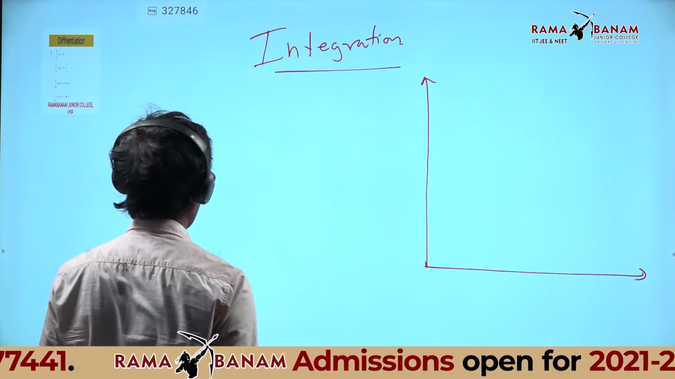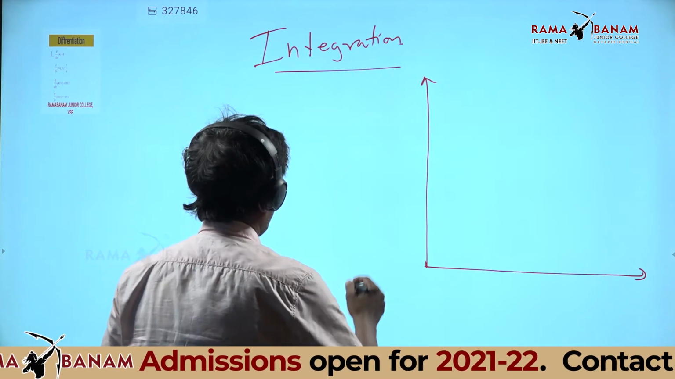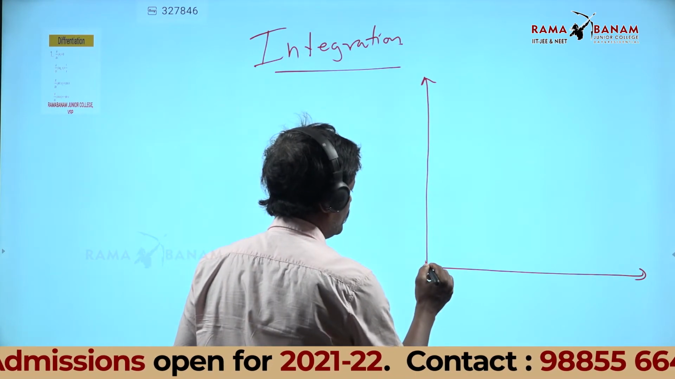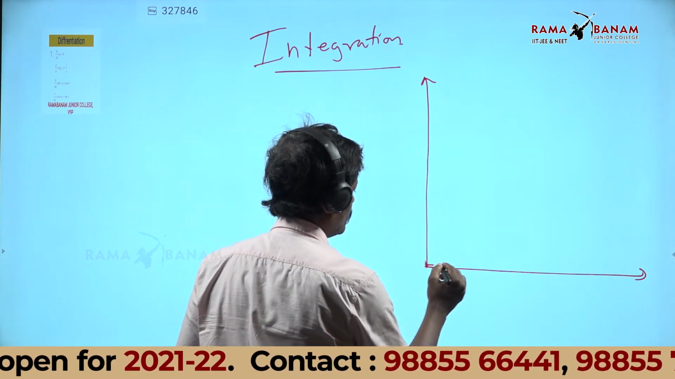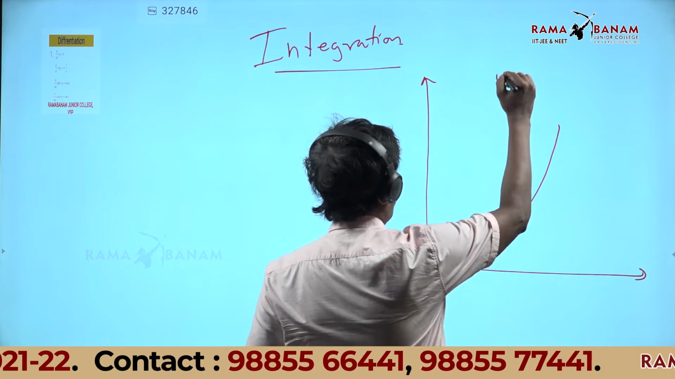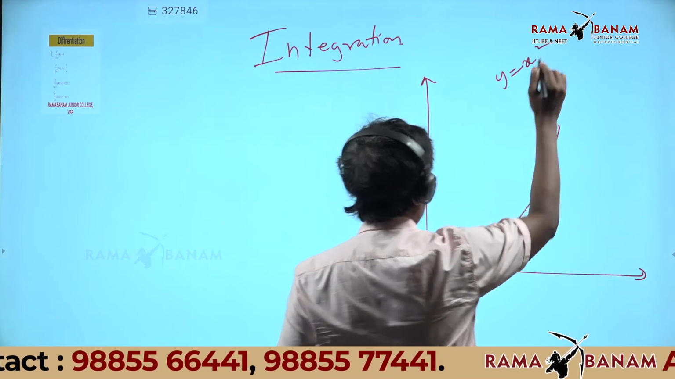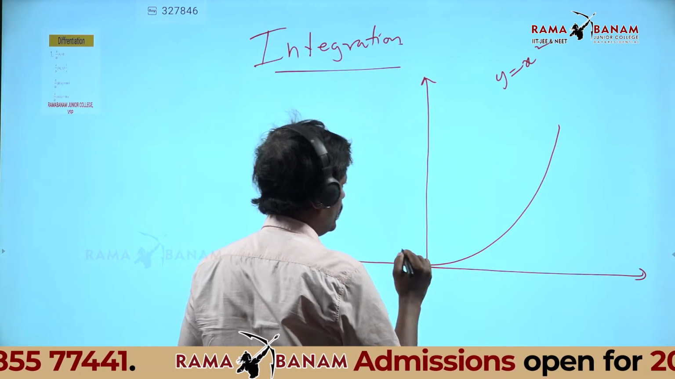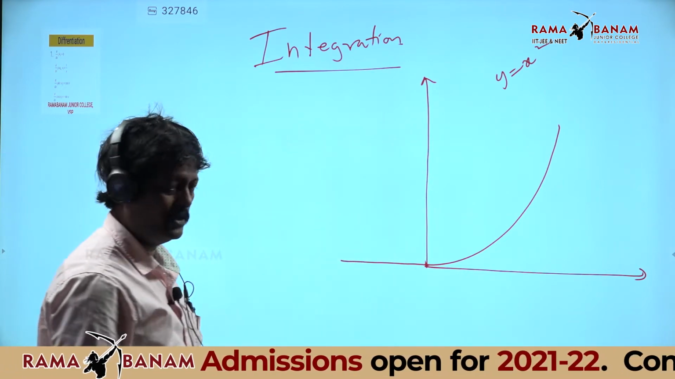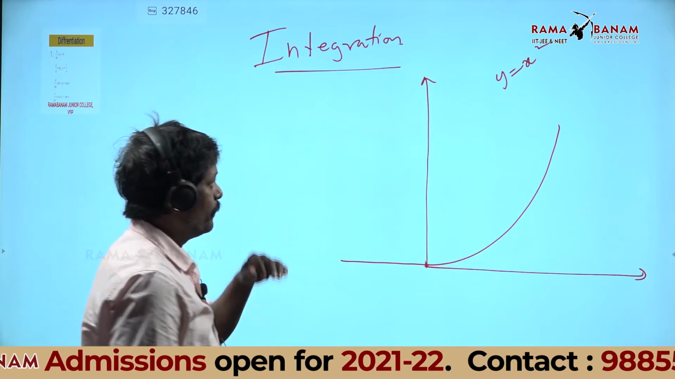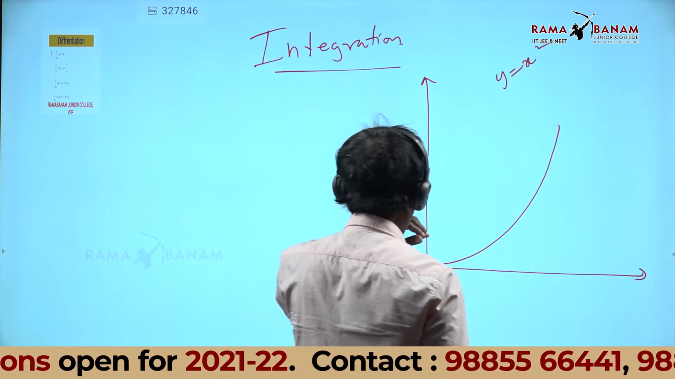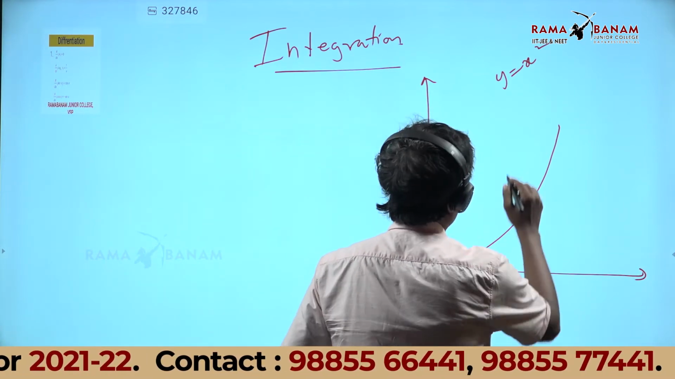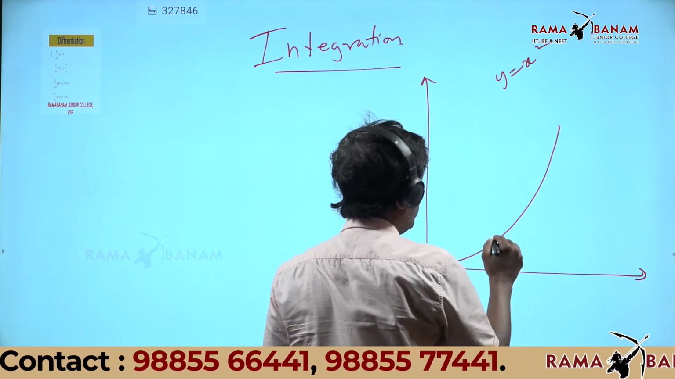Okay, now listen. Now I will take some curve here, y equal to x square. Of course, this side also you can get, but I am not drawing that. Only one part I have drawn. Now, how to find out the area under the graph?